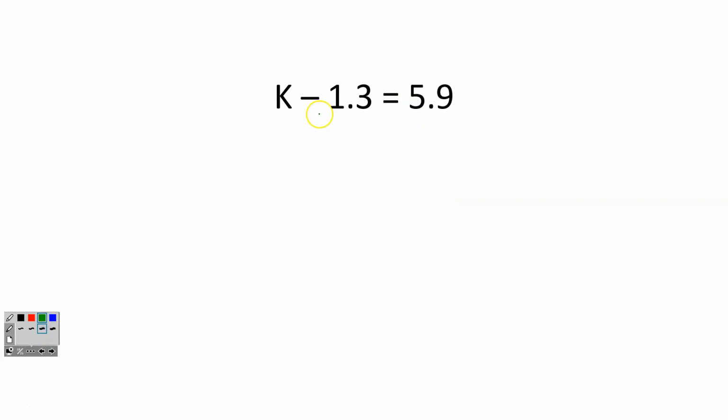Okay, this problem, I've got a decimal. Draw my fence. Whatever I do to one side, I do to the other. So the opposite of subtracting is adding. So I'm going to add 1.3 to this side. And I'm going to add 1.3 to this side. Bring down my variable, equals 5.9 plus 1.3 equals 7.2.